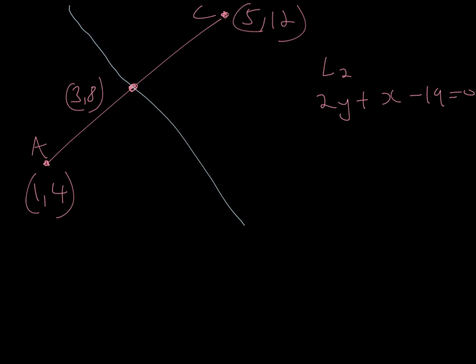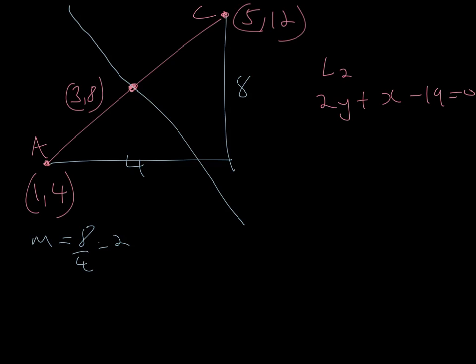So in order to work out the gradient, we've already worked out the distance between these 2 points in the previous question. So we figured out in part C that the base of this triangle here was going to be 4 and the height was going to be 8. So the gradient of AC, so the gradient is going to be 8 over 4, which is equal to 2.